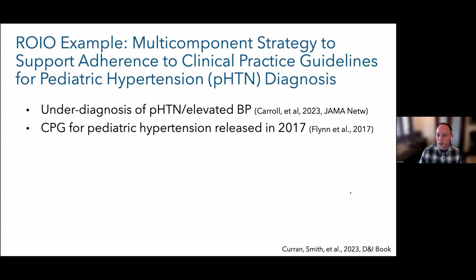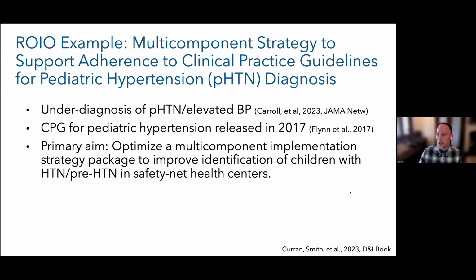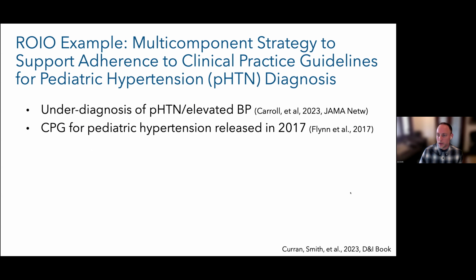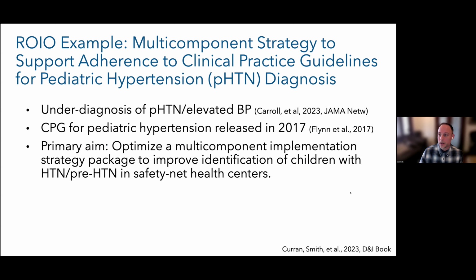The clinical practice guideline for pediatric hypertension was released in 2017, and it is highly complex. It is a very difficult practice guideline to implement, and so our focus here was to help people become more adherent to the hypertension guidelines, which have been shown to lead to better identification of kids who actually have hypertension or elevated blood pressure. So our primary aim for the study was to optimize a multi-component implementation strategy package to improve identification of children with hypertension or pre-hypertension in safety net health centers.